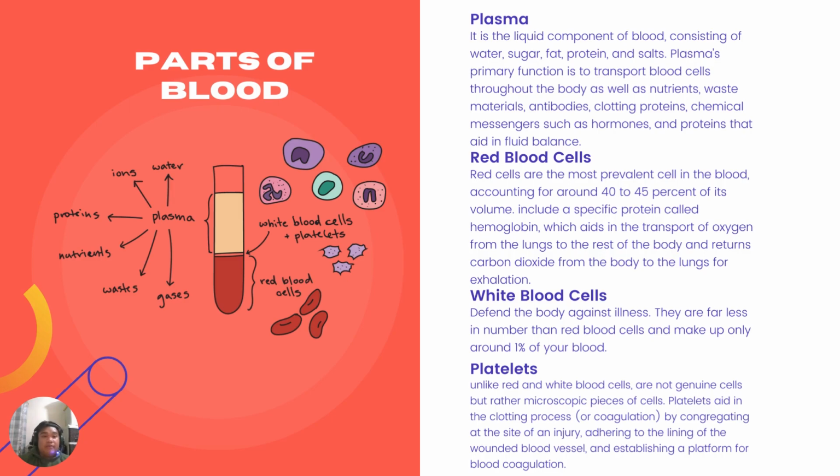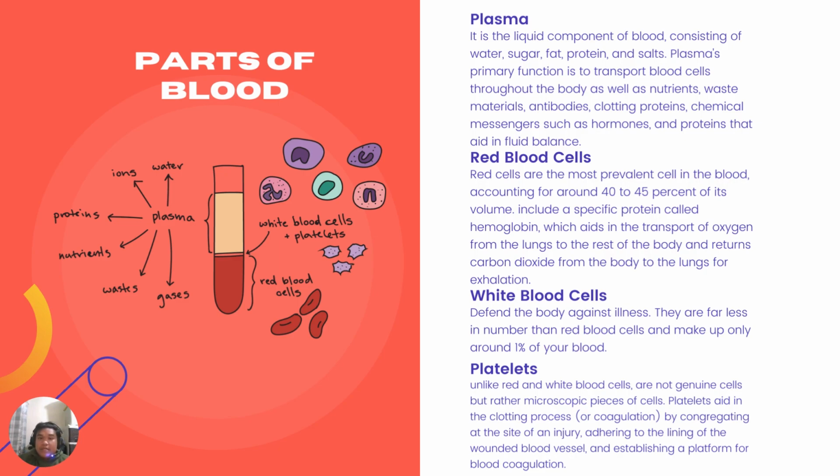Parts of the blood. Here are the four parts of the blood. There is the plasma. It is the liquid component of blood consisting of water, sugar, fat, protein, and salts. Plasma's primary function is to transport blood cells throughout the body as well as nutrients, waste materials, antibodies, clotting proteins, chemical messengers such as hormones, and proteins that aid in fluid balance.